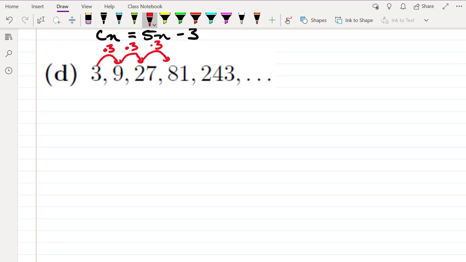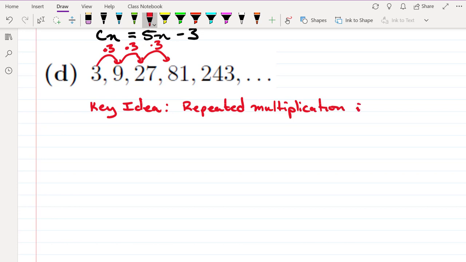So now that begs the question, if repeated addition is multiplication, what is repeated multiplication? Well, the key idea here is that repeated multiplication is an exponent.